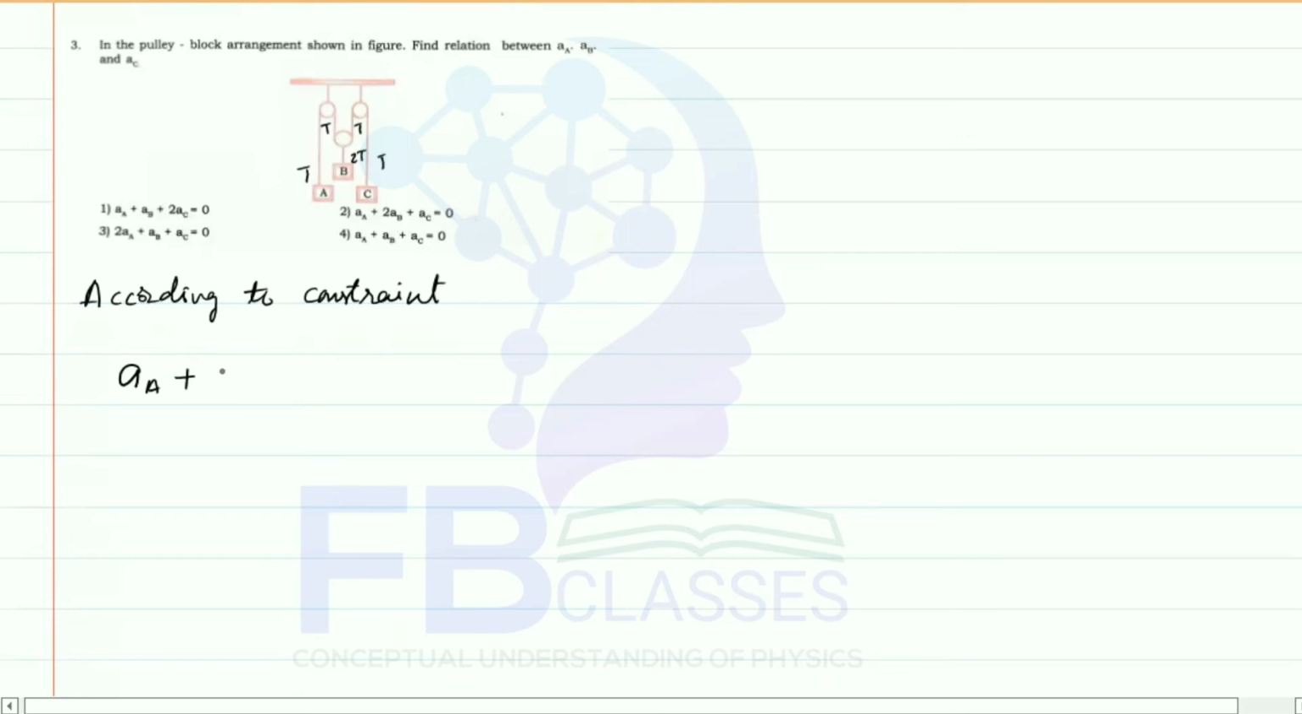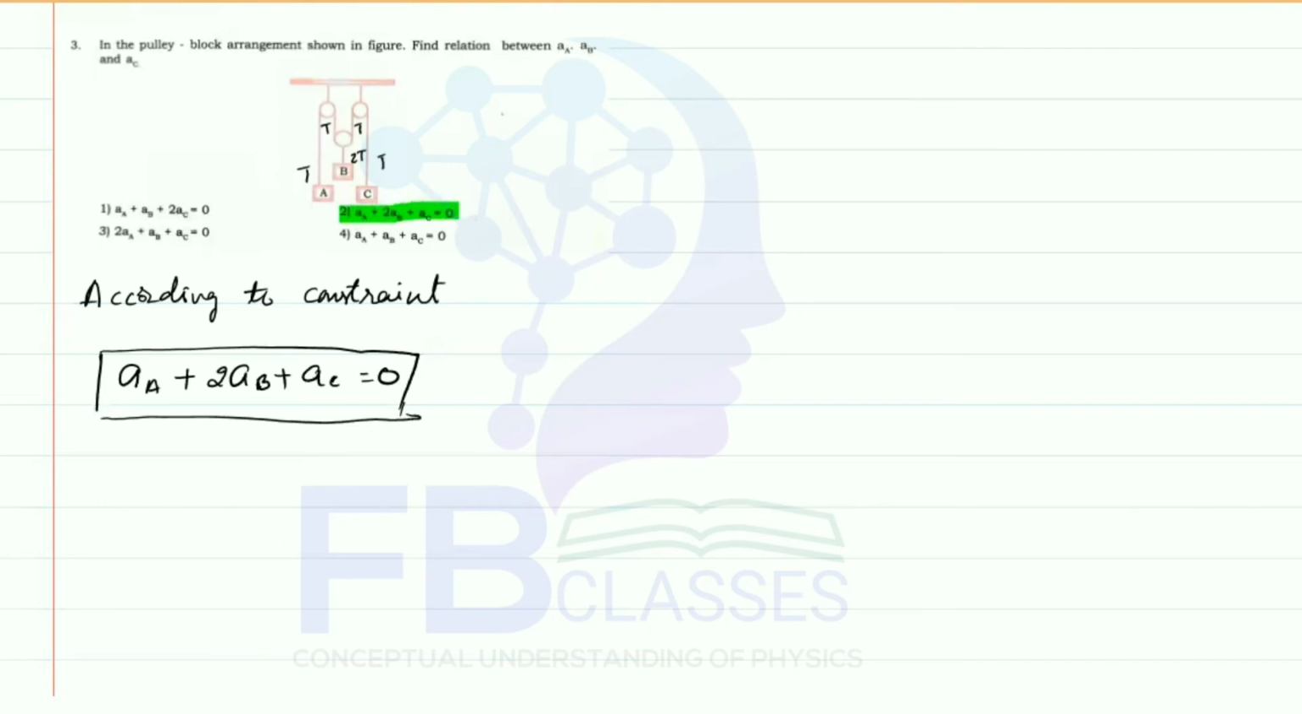2AB. Yes or no? So 2T is there for the B block. So we will write 2AB plus AA is equal to 0. So this is the equation. Okay, so our correct option is the second option. Hope you understand.